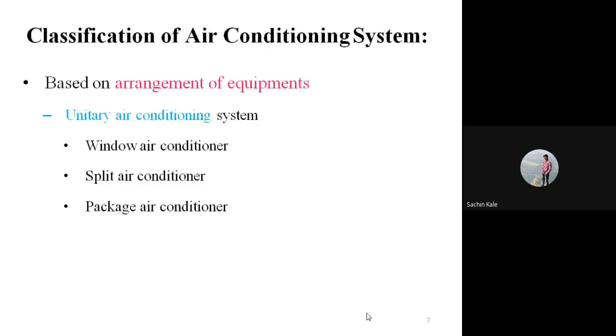And package air conditioner, so if you see our international seminar hall, at the top of the international seminar hall, that means on the roof, whatever air conditioners are provided, those will be called the package air conditioner. So those all will come under the unitary air conditioning system. And the second one is the central air conditioning system. You might have observed central air conditioning systems in malls, as well as in various restaurants, as well as in Vittal Mandir also. So this is the classification of air conditioning systems.